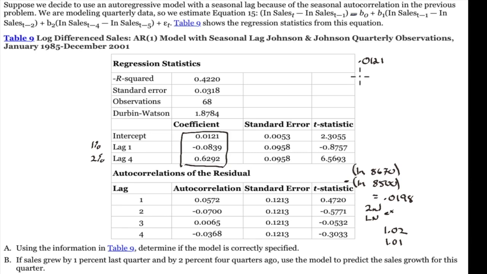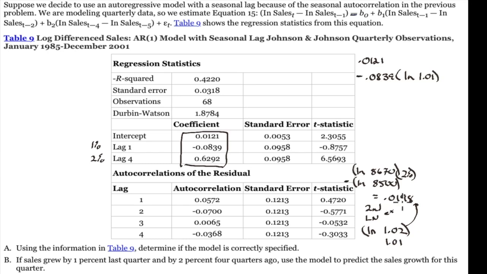0.0121, that's a minus 0.0839 log of 1.01. Why the log of 1.01? Well, because I've just shown you that if you take the log of 1.02, it'll get you back to what a first difference would have been if you modeled a 2% growth quarter over quarter. 8,500 to 8,670, that's 2% growth.